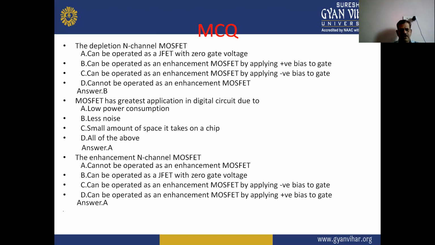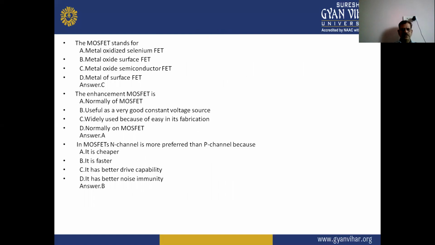In the next question, the enhancement n-channel MOSFET: option A, cannot be operated as a depletion MOSFET. Option B, can be operated as a JFET with zero gate voltage. Option C, can be operated as an enhancement MOSFET by applying negative bias to gate, and option D, can be operated as an enhancement MOSFET by applying positive bias to gate. So here the correct option is A, that is, the enhancement n-channel MOSFET cannot be operated as a depletion MOSFET. So these are also some multiple choice questions.